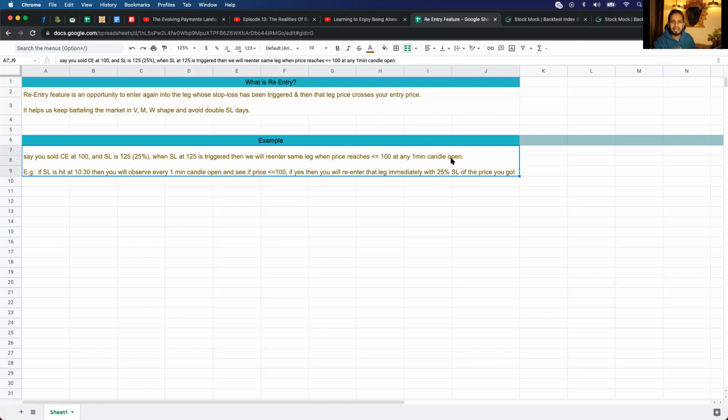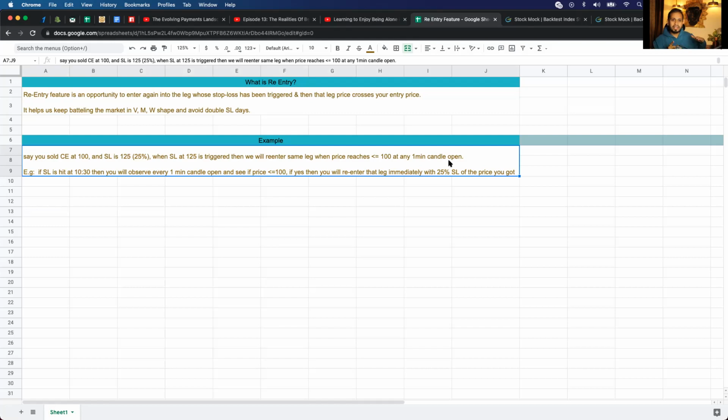What is the idea behind it? I'll show you with an example, but before that, let me explain it. There were two choices with us. One was, as soon as the market has taken the reverse trend and your 125 stop loss got triggered, and after 100 rupees was also breached, you enter at 100 rupees directly at any point in time. But it can happen that it has just touched 100 rupees and went back. So what we thought is, rather than checking at any 1 minute candle in between, we will just check the 1 minute candle open price, not in between.